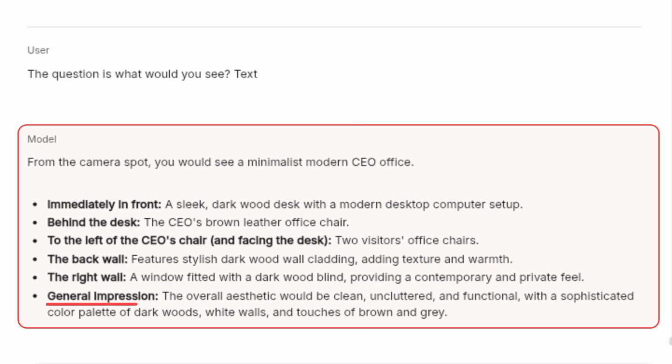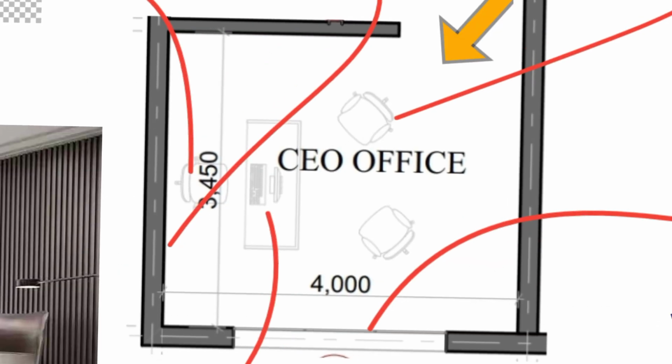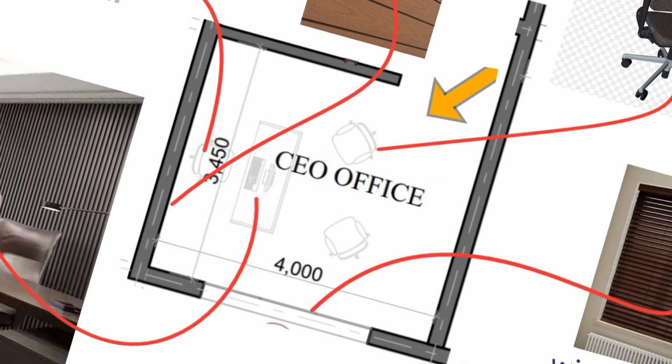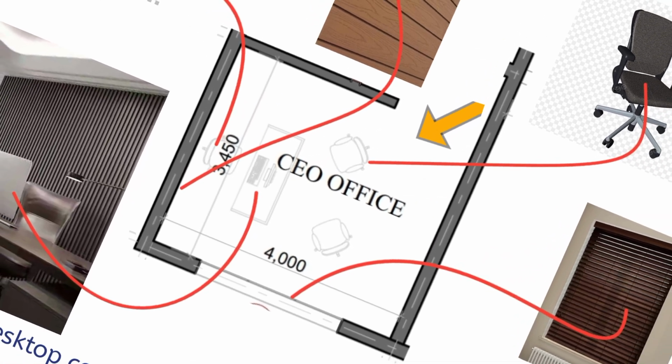General impression, the overall aesthetic would be clean, uncluttered, and functional with a sophisticated color palette of dark woods, white walls, and touches of brown and gray. This is kind of a hack to get into AI's mind so as to understand how it sees the materials and what it will call them.